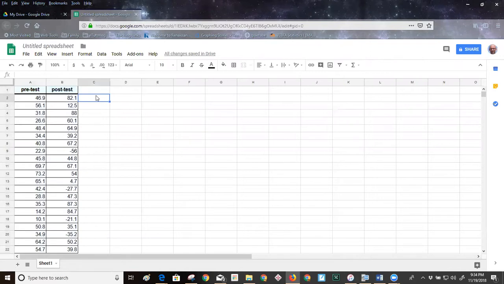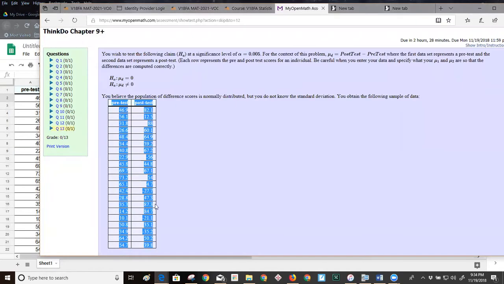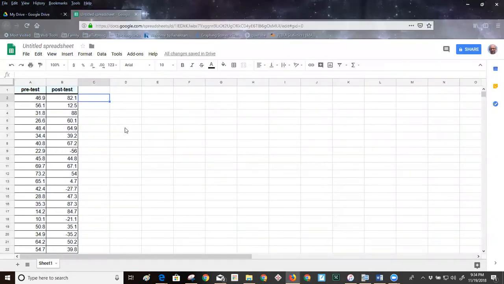Let's see, they tell me what to do in this, yeah, post-test minus the pre-test. So when I do this calculation, I've got to do equals. I'm going to click on the post-test grade minus the pre-test grade. And that's the difference. That person certainly went up a lot. I'm going to fill this down.